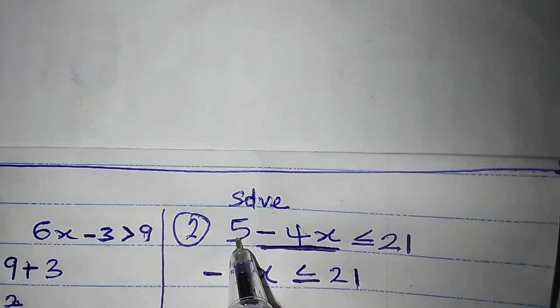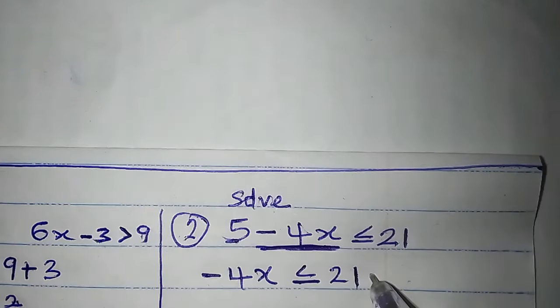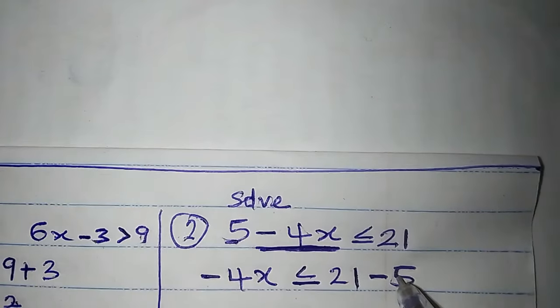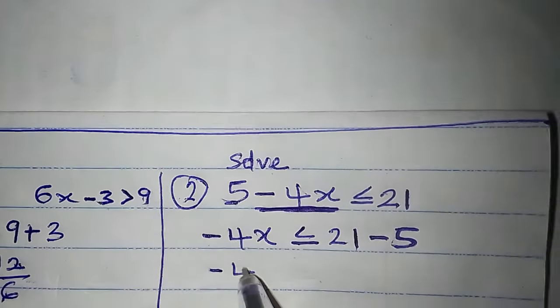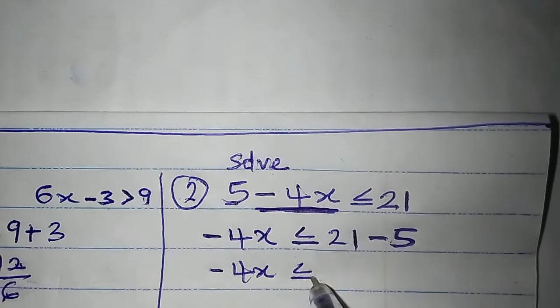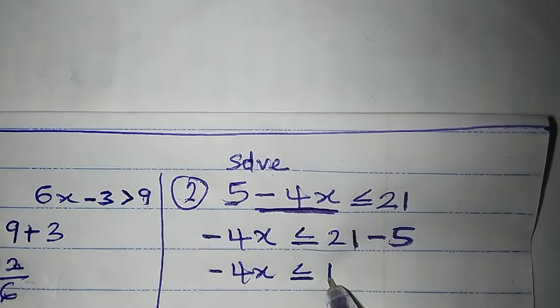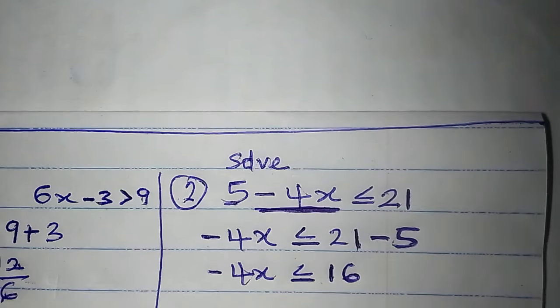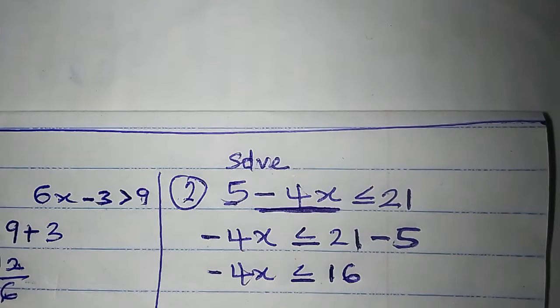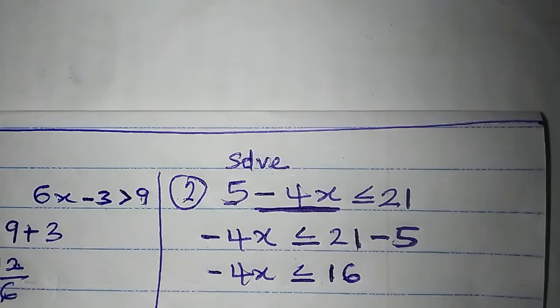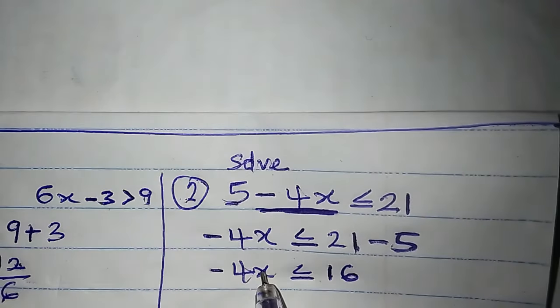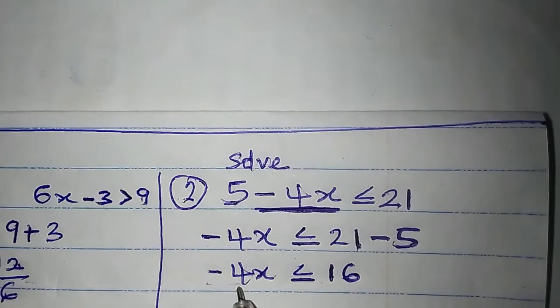This is plus 5. If we cross, it becomes minus 5. So minus 4x is less than or equal to 21 minus 5, which is 16. Good. So what do we do now? We have to divide both sides by the coefficient of x, which is minus 4. You can see that the coefficient of x here is negative, minus 4.